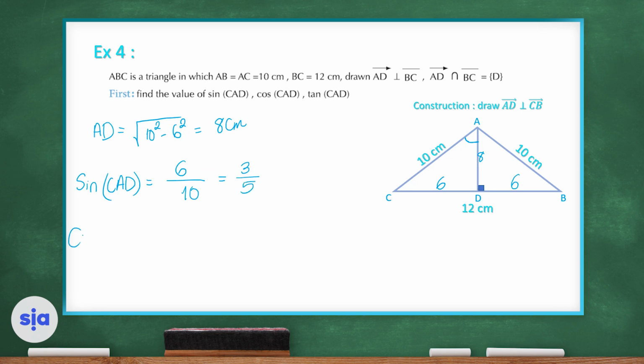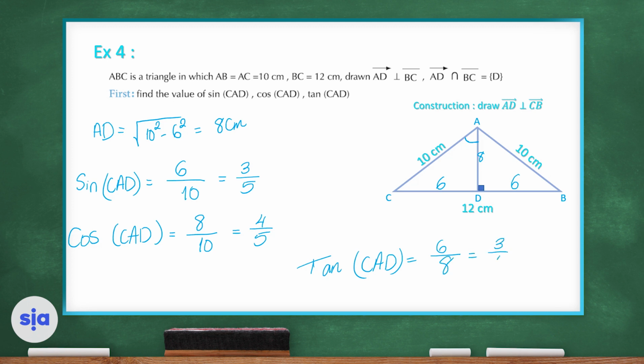With the same way, let's find cosine CAD. It's adjacent, the 8 over the hypotenuse, which is 10, if you simplify it, it would be 4 over 5, where tan CAD is opposite over adjacent, which is 3 over 4.